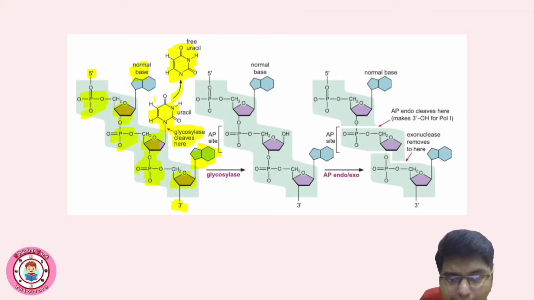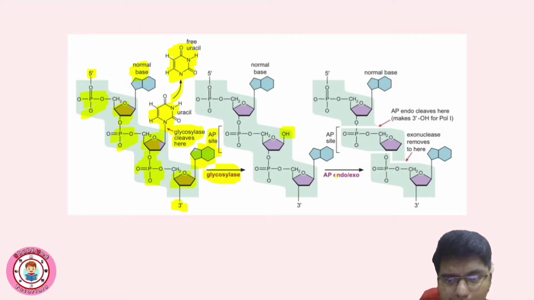Uracil is basically a pyrimidine. So here formation of an AP site takes place after the glycosylase reaction. AP is what? Apurinic or apyrimidinic site, right? So this pyrimidine, uracil, has been removed. Here we can see no uracil is present. So this is called an AP site.